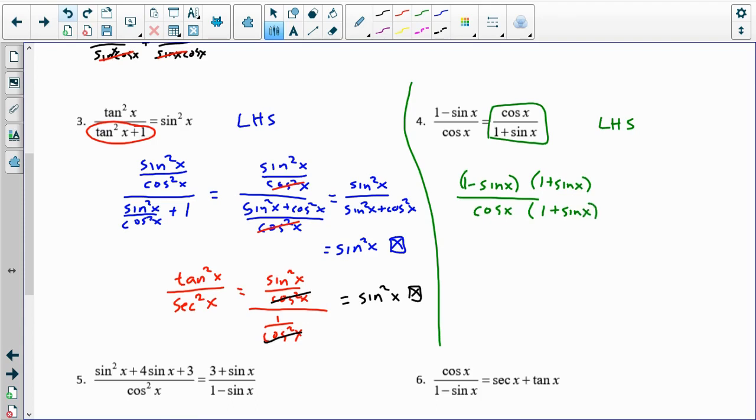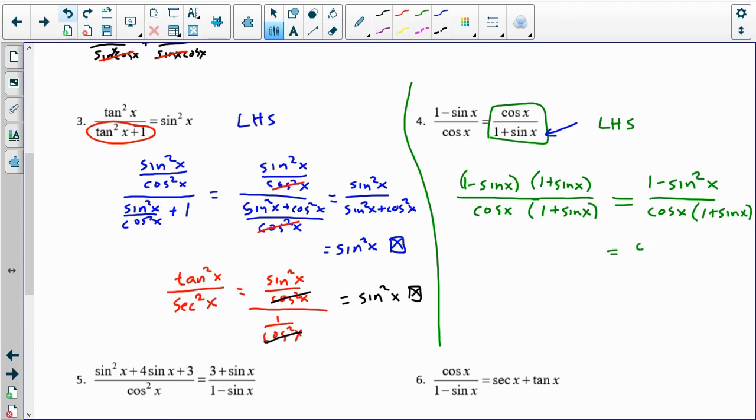And that ends up doing a couple things for me. First of all, I know that I need to have that in the denominator anyway. And second of all, if I multiply by the conjugate, I know that I'm going to end up with maybe 1 minus sine squared in the numerator. And that's going to help me figure out something when it comes to a Pythagorean identity. So that's one way to do it.